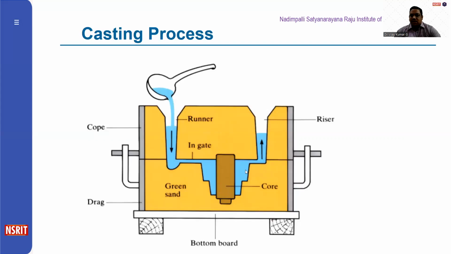In order to understand this whole process, we need to learn certain things, like what is meant by cope, what is meant by the drag, and what is green sand, and how it is useful for making this mold cavity. And there are some technical terms like runner, in which the molten metal is poured, and how it goes inside this cavity, what is meant by a core, and what is the function of a riser. There are so many things which we will discuss as we go on.